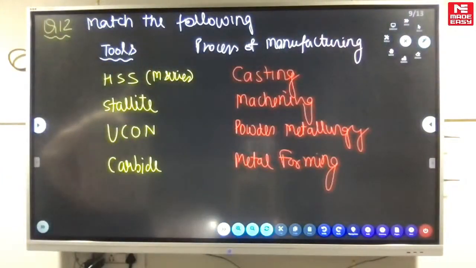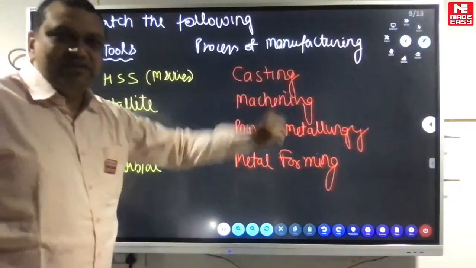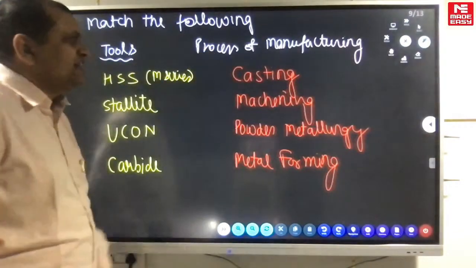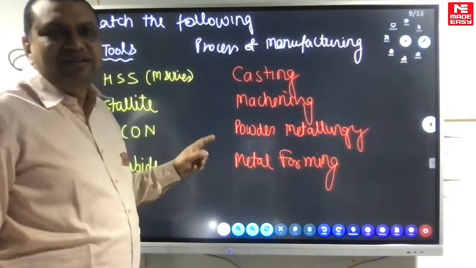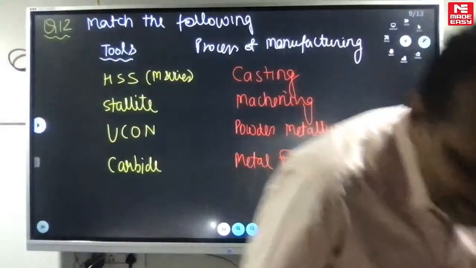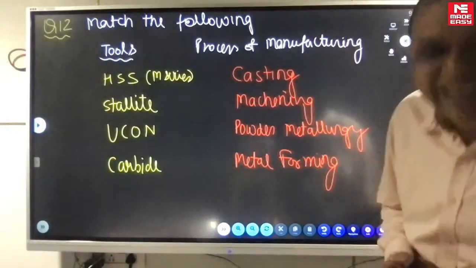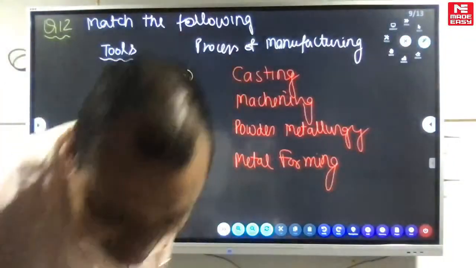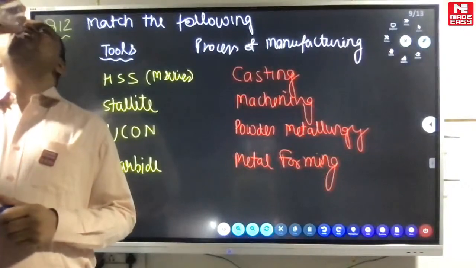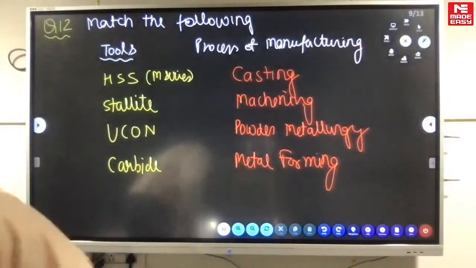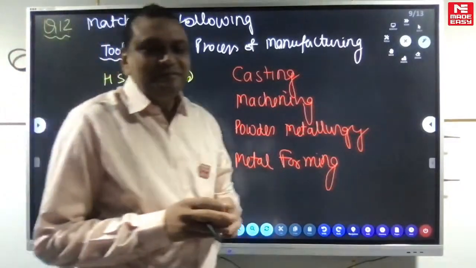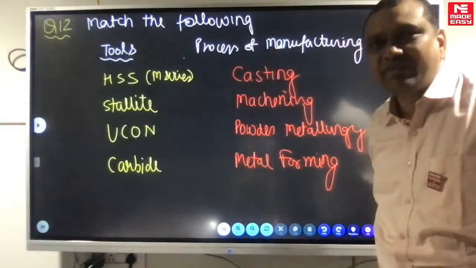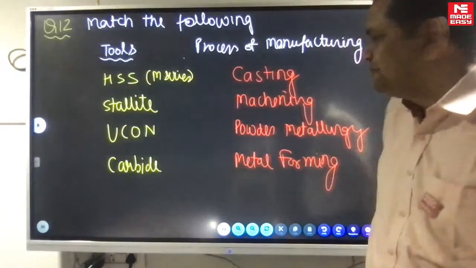Now, match the following. Tools and process of manufacturing. The tools are HSS, Stellite, Yukon, and Carbide. The processes of manufacturing are casting, machining, powder metallurgy, and metal forming. So once again, let us see who can hit it. High speed steel, I think some of you are very fast. High speed steel tools are produced by grinding.